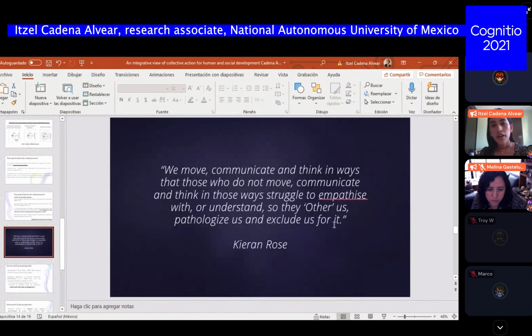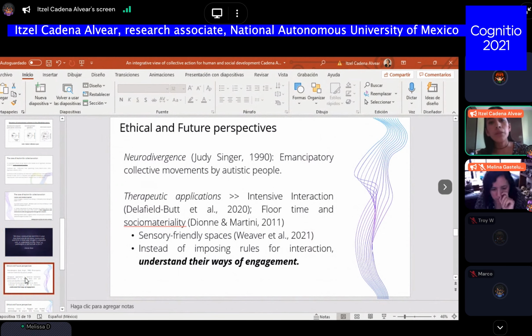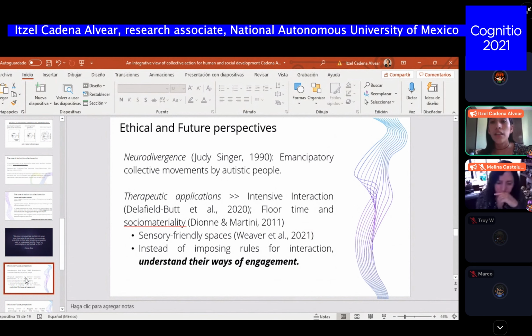So here we put a testimony by Karen Rose, who is an autistic woman, and she says, "We move, communicate, and think in ways that those who do not move, communicate, and think in those ways struggle to empathize with or understand, so they other us, pathologize us, and exclude us for it." So, in this sense, we propose not only this model for research, but also ethical and future perspectives for cognitive sciences that involve psychology, psychiatry, pedagogy, philosophy, data science.